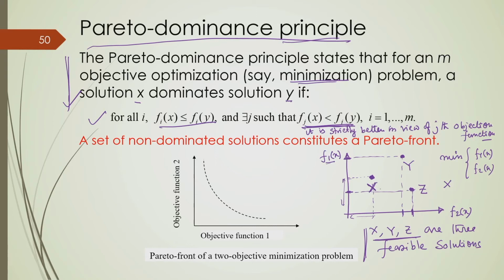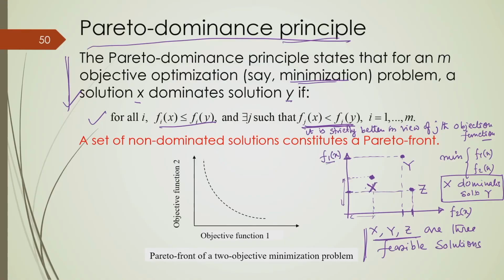That is why we say that solution x dominates solution y. We say that x dominates y because in view of the values of both the objective functions, x shows the better solution, strictly better, because it has a lower value in view of objective function 1 as well as objective function 2. Okay.